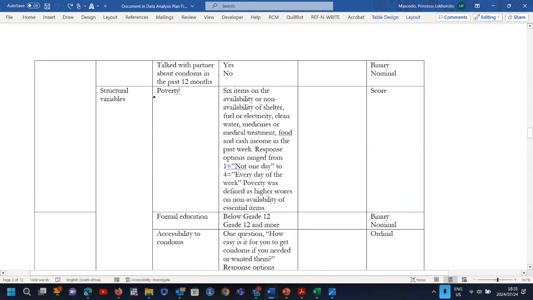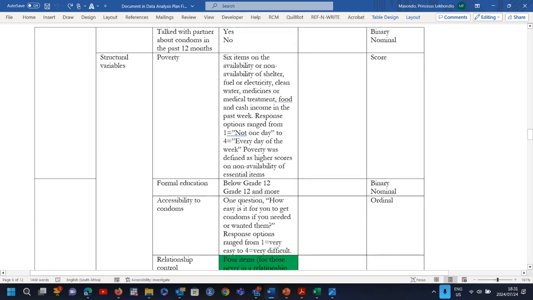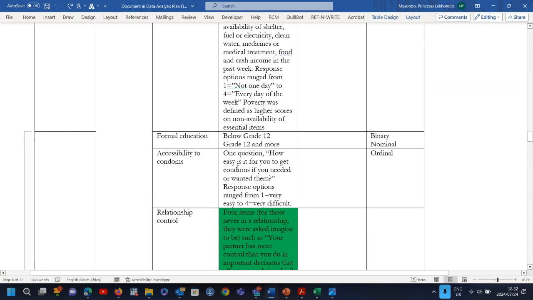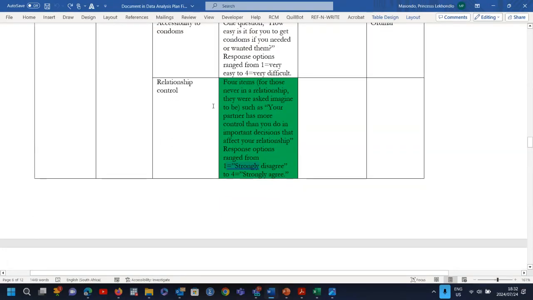So they broke them up here. Poverty, maybe there's a relationship between poverty and adolescent pregnancy. So even for poverty, they also indicate how they are going to measure it. At the end, they will get an index, and there are some structural variables like education and access to condoms. So there is this other one, 4 items, relationship control.